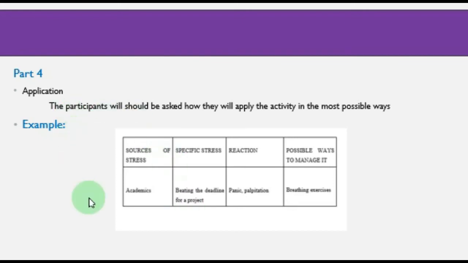Part 4, application. This is an example. The participant should be asked how they will apply the activity in the most possible way. Halimbawa, sources of stress. Okay, you identify that one, meaning academics. Okay, specific stress, beating the deadline of project. Tapos, reaction. Ano ba yung usual reaction na nararamdaman ng taong may stress? Okay, panic, palpitation, at kung ano pa. Possible ways to manage it. Ito yung intervention ilalagay mo. Okay? Example would be breathing exercise or a meditation. Okay? Or a seminar.